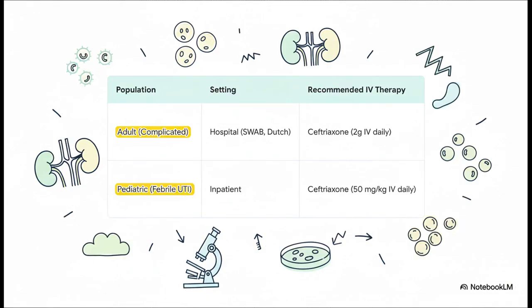Now, what happens when things get more serious, or when we're dealing with kids? Well, the approach gets more aggressive, as you'd expect. For adults hospitalized with pyelonephritis, the Dutch SWAB guideline recommends starting with IV therapy, like ceftriaxone. And it's a similar story for children with a febrile UTI, who need to be admitted. IV ceftriaxone is a standard first choice, with the dose, of course, carefully adjusted for weight.